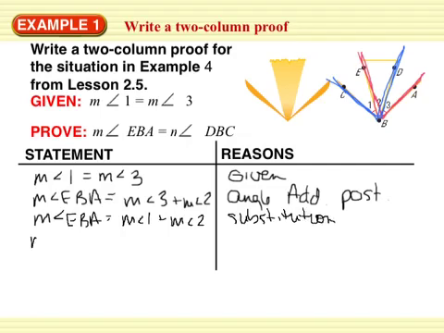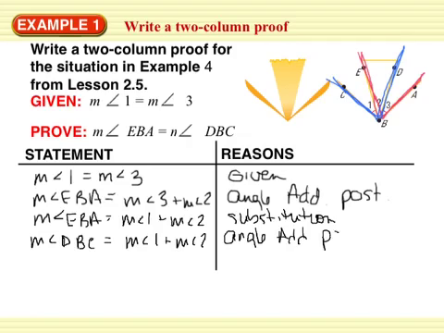And I can also say the measure of angle DBC is equal to the measure of angle 1 plus the measure of angle 2 because of the angle addition postulate. Okay, now if you look, you see that measure of angle 1 plus measure of angle 2, measure of angle 1 plus measure of angle 2, those are equal.